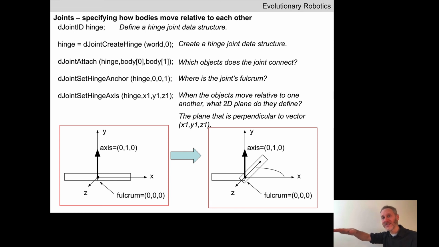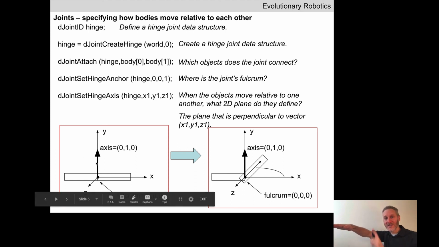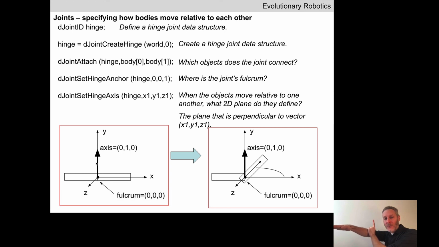We tell the physics engine that by defining a normal vector, shown in the cartoon example here as the axis. And in this case, it's 0, 1, 0. In ODE, the vertical axis is the second one, not the third one. So I'm defining a normal vector that points upward. And you can see obviously an upward pointing vector. The plane that is normal to that vector is the horizontal plane.